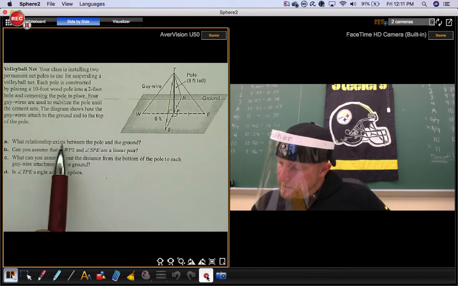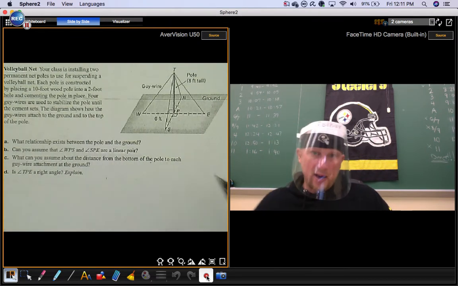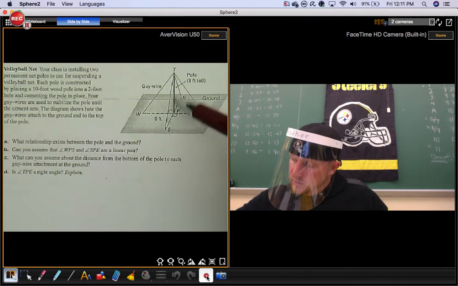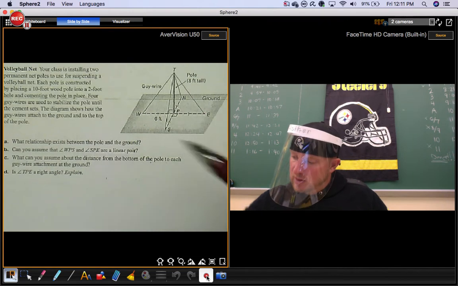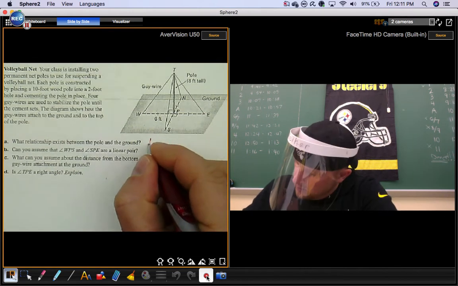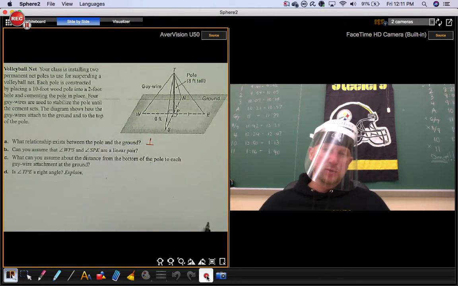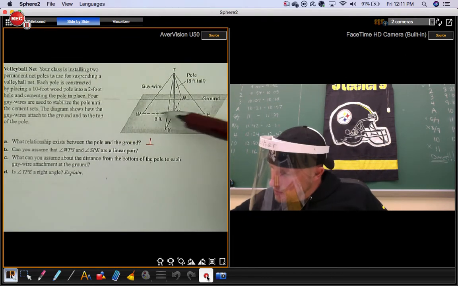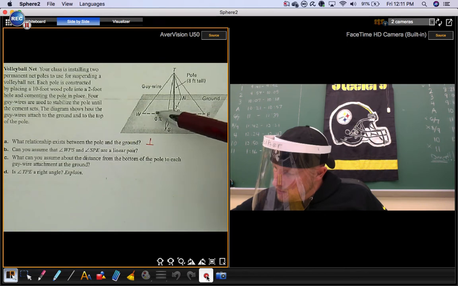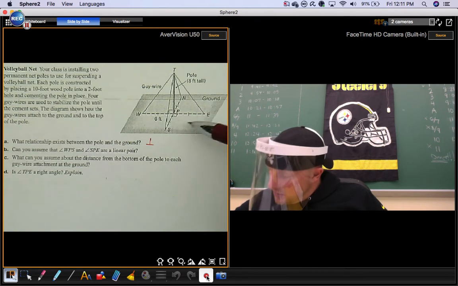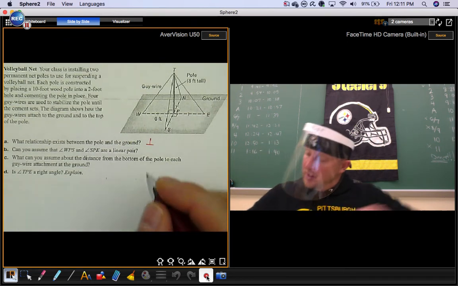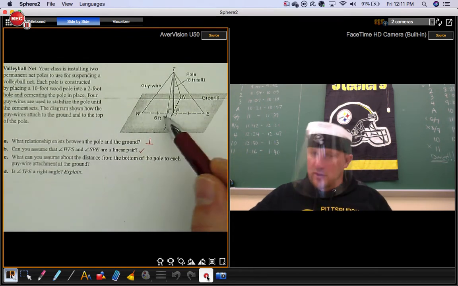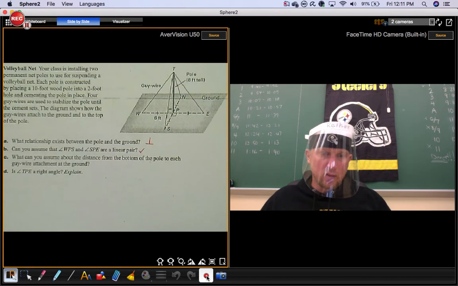Okay, so what relationship exists between the pole and the ground? Here's your pole. Notice that segment is perpendicular to that plane. So you could just use that symbol. They're perpendicular. Can you assume that angle WPS, that's this one, and angle SPE are a linear pair? Definitely. They're right next to each other. They make that line. Those are one of the things you're allowed to assume.